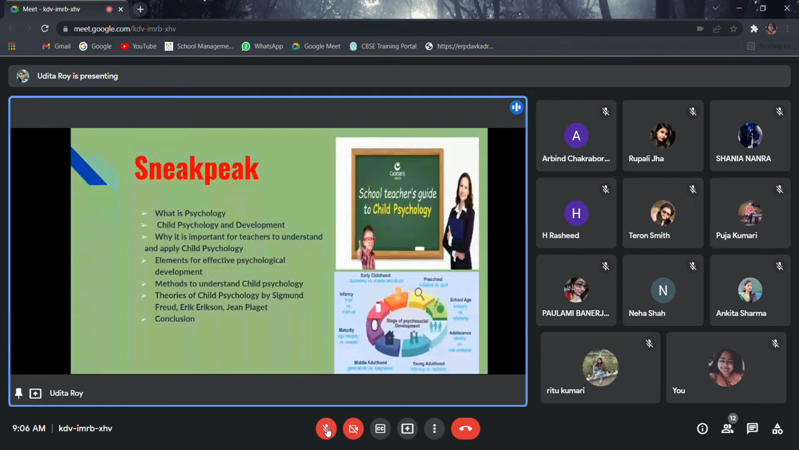Psychology, the difference between psychology and development. Why it is important for educators all around the world to understand and apply child psychology, methods to understand child psychology, and different theories propagated by psychoanalysts such as Sigmund Freud, Erik Erikson, and Jean Piaget.